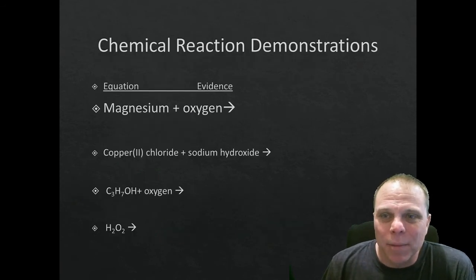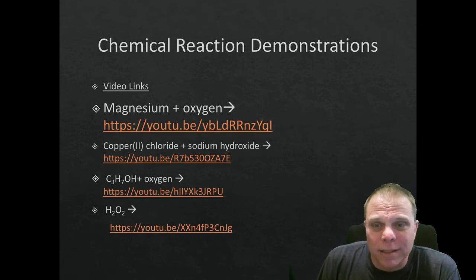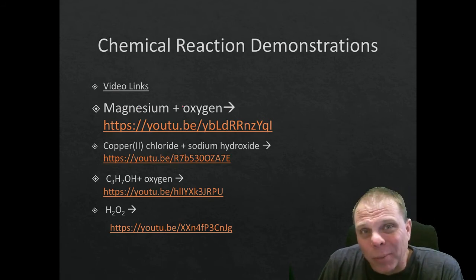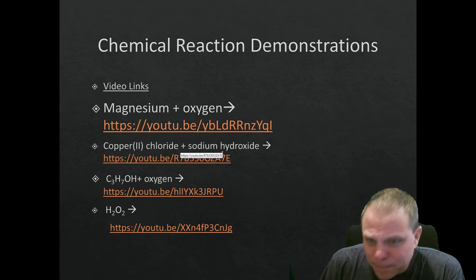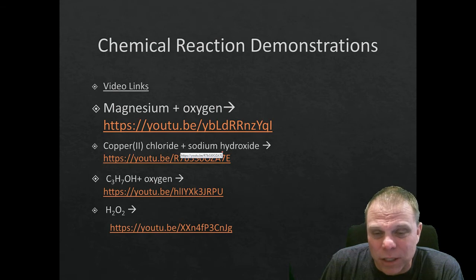All right, chemical reaction demonstrations. Well, there are a couple video links that you can look at if you'd like. You can type these in and watch them to see what these reactions are like. If you have the slide, you can click on these links and go watch those. But basically, magnesium and oxygen are going to react and form a bright light as you burn it in the presence of heat. Copper 2 chloride and sodium hydroxide are going to form a solid precipitate. It's going to look bluish because it's in a copper 2 chloride solution, which is blue. And that's going to be a little bluish kind of precipitate.